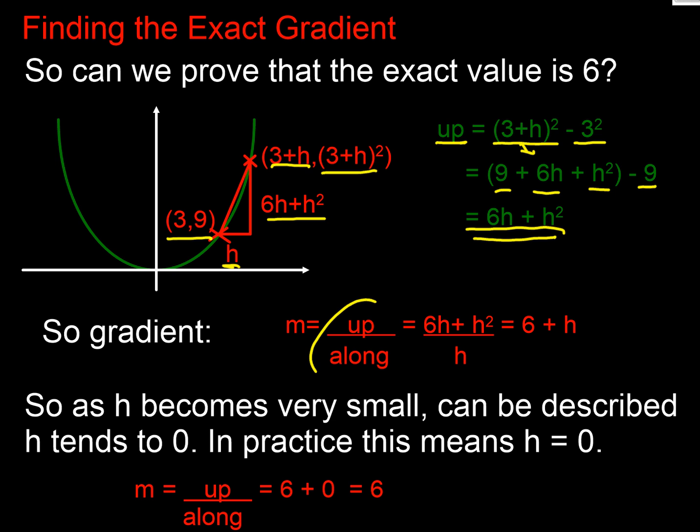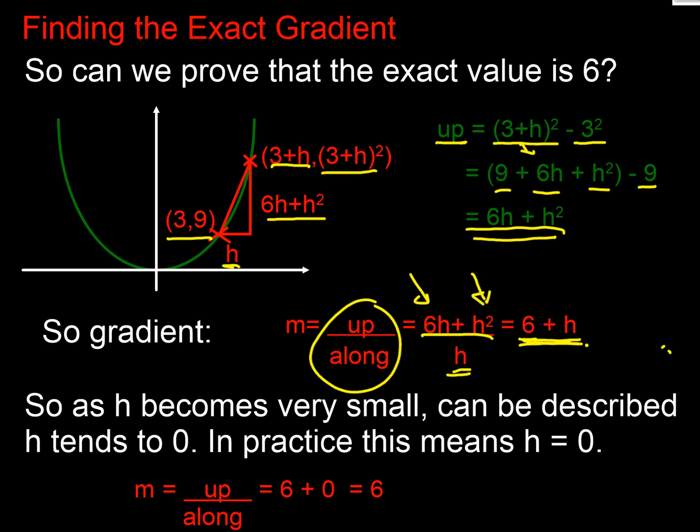So again, our gradient is up over along. So our up is 6h plus h squared, and we've got to divide it by our along, which is h. So the first term here is 6h divided by h, which becomes 6. That's a fixed number. And our second term is h squared divided by h, which becomes just h. Okay, so that's our expression for the gradient of this little triangle.